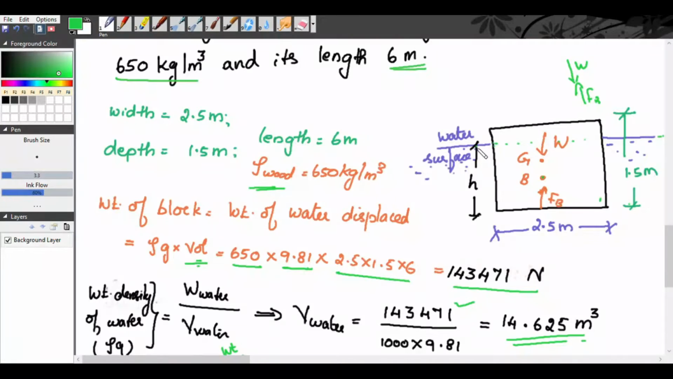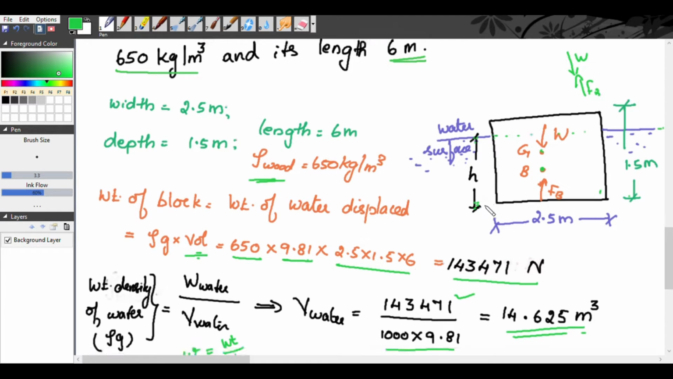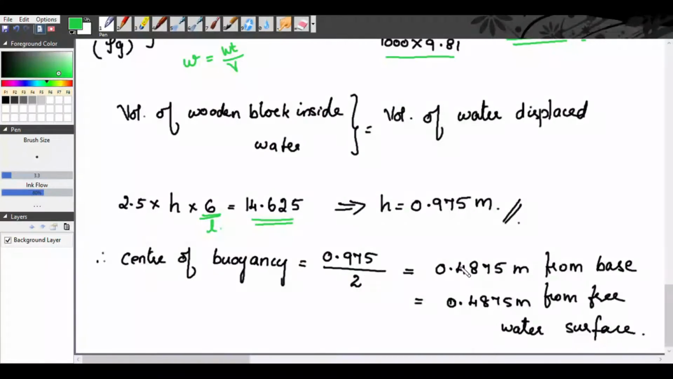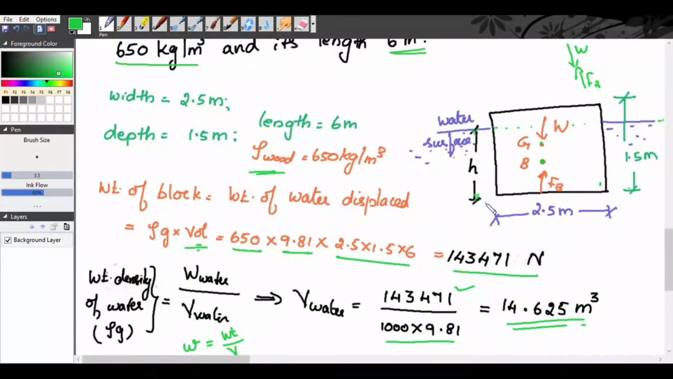So if h is equal to 0.975, the center of buoyancy will be equal to h by 2. This center of gravity G is for the wooden block. Center of gravity is 1.5 by 2. Center of buoyancy is h by 2. This much water is displaced. So the center of gravity of the water displaced is the center of buoyancy. So center of buoyancy is h divided by 2. So we get our center of buoyancy as 0.4875 meter from the base or 0.4875 meter from free water surface. So h by 2, from base or from the free water surface, both are same.